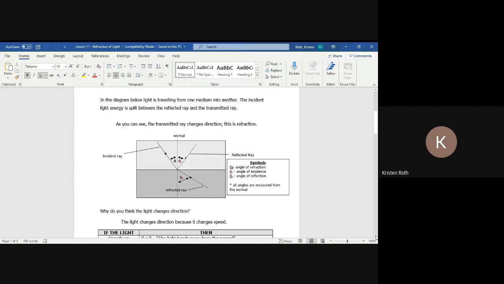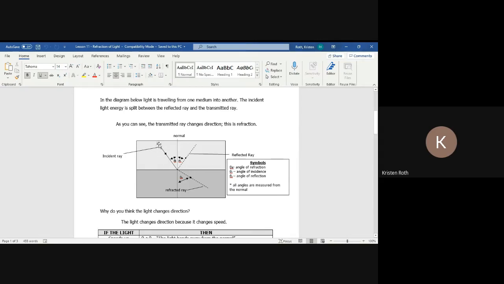So in the diagram below, the light ray is traveling from one medium to another. The incident light energy is split between the reflected ray and the transmitted ray. As you can see, the transmitted ray changes direction. This is refraction because it's bending. So it's not like curving, it's bending. So just follow my little arrow here, okay?